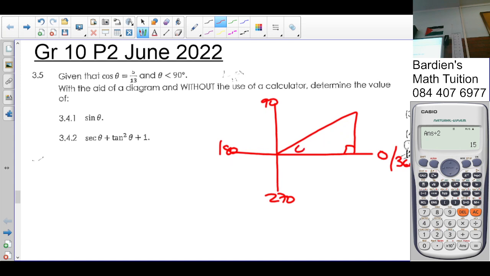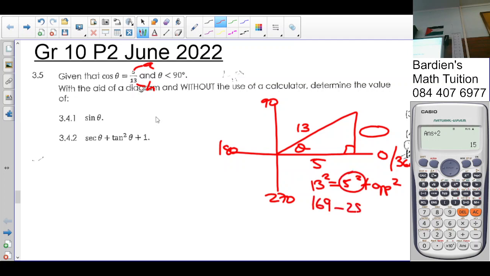So that's your theta angle. What does cos stand for? A over H. Your adjacent is 5, your hypotenuse is 13. So I must apply Pythagoras to calculate my opposite side. That will give us 13 squared is equal to 5 squared plus the opposite side squared. So it's going to be 169 minus 25 is equal to your opposite side squared. So your opposite squared is 144, which is 12.